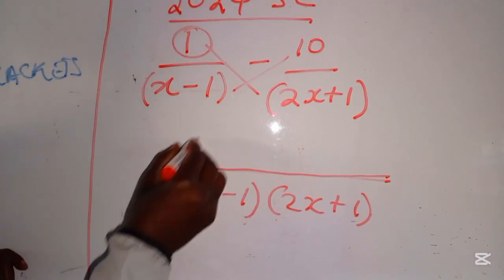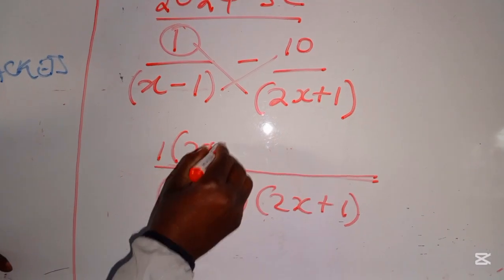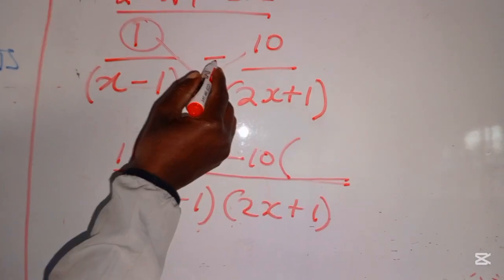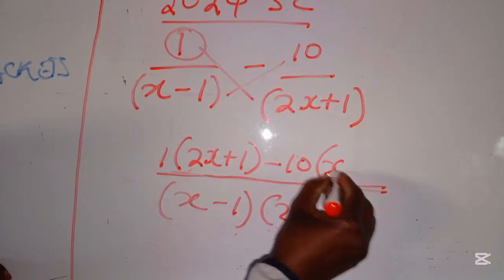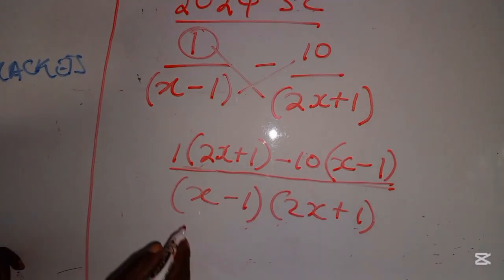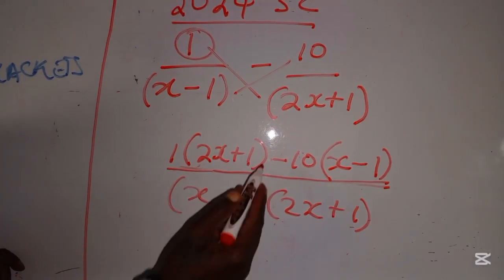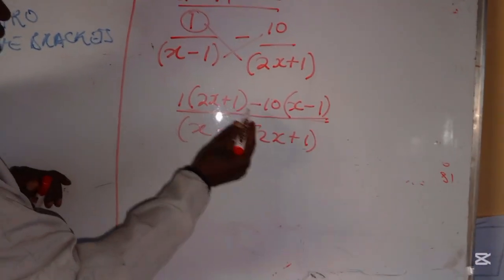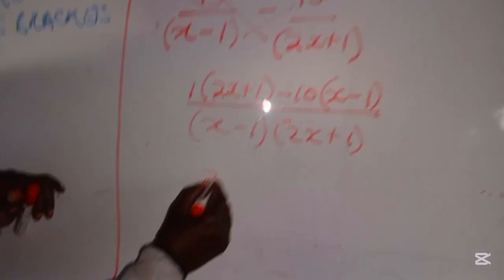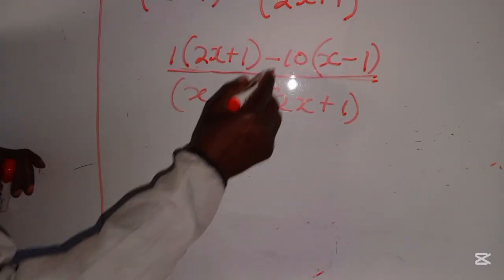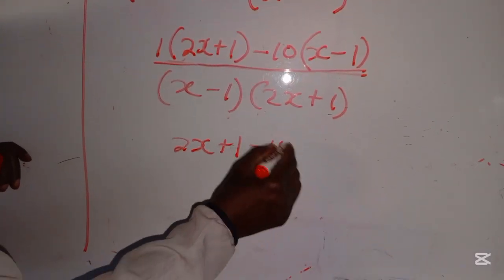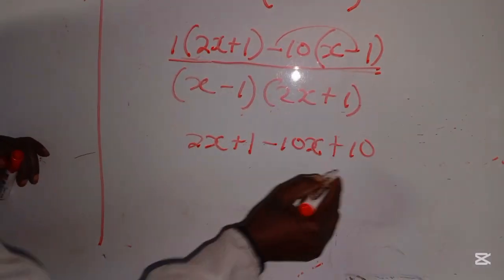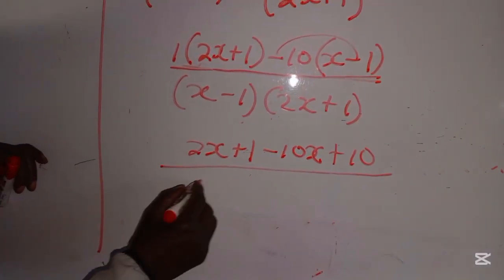Then this means I have to multiply this one. And of course, there is a negative 10. Those of you who can't see, negative 10 is there, and you have got x minus 1. Remember, any number multiplied by 1 is the same number. So this term, 2x plus 1, will be the same, 2x plus 1. And this one will be negative 10x, positive 10. Where is it coming from? Negative and negative. And please maintain the brackets.